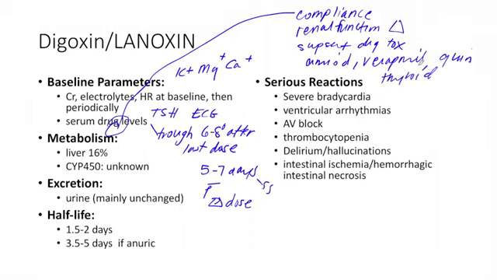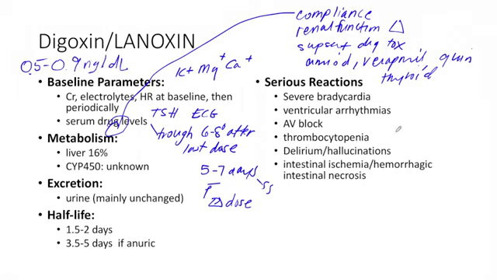So your serious reactions are severe bradycardia, ventricular arrhythmias, AV block, thrombocytopenia, delirium, hallucinations, and intestinal ischemia, hemorrhagic intestinal necrosis. Therapeutic range for DIG is 0.5 to 0.9.